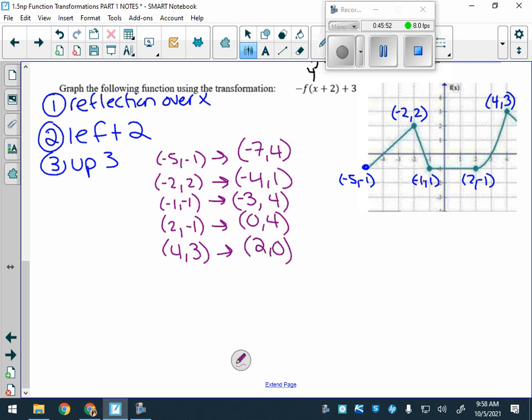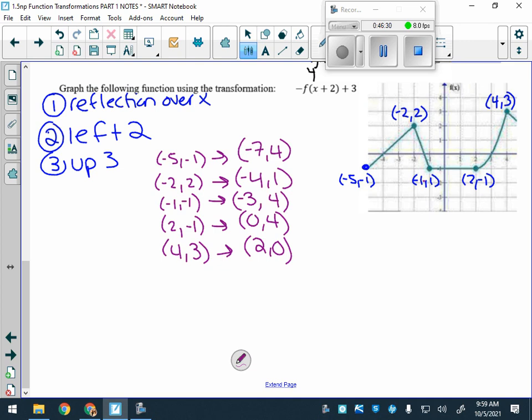I want the x values correct, but not the y values. So for -5, -1, the y's become -5, 1 because of the reflection. Then I'm moving up 3: 1, 2, 3. So remember the reflection has to happen first. Any questions?